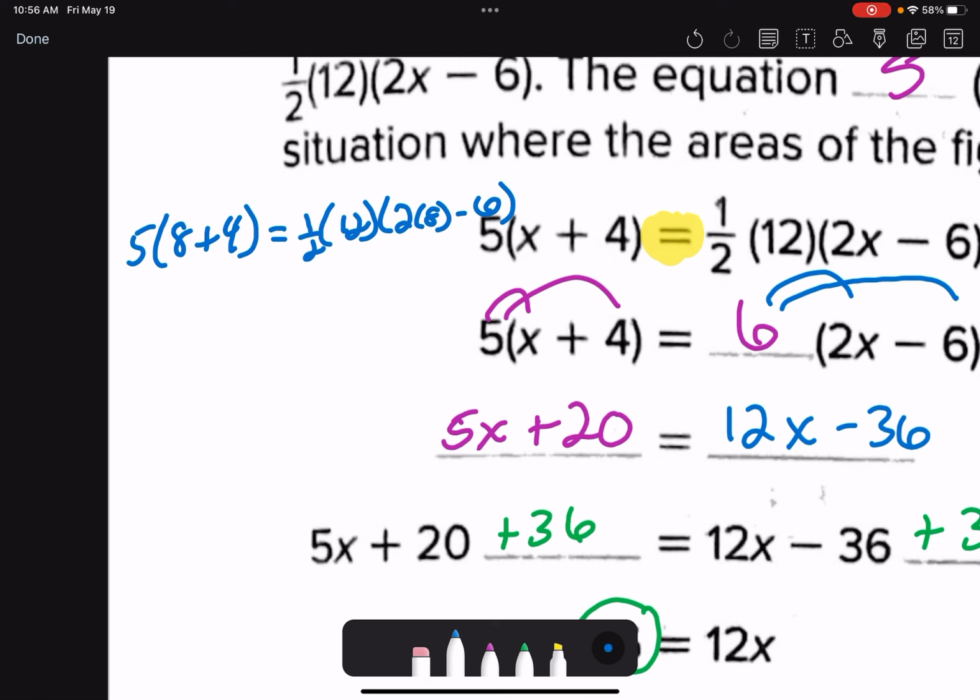So 8 plus 4 is 12. 5 times 12 is 60. So that's what we're checking on the other side. Over here, 1/2 of 12 is 6. So this turns to 6.